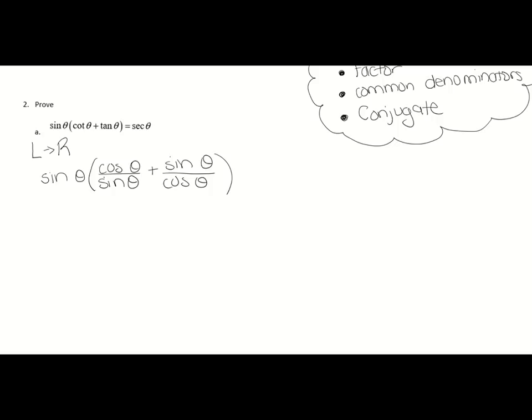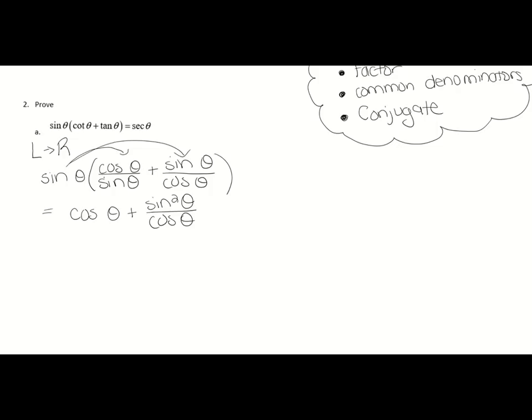Okay, so now here you actually have two routes that you could take. The first route would be to distribute sine into both terms. The second, you could do common denominators on the inside. And this is the beauty of identities, that not everybody's always going to go the same route, but if you're using correct algebra and using correct identities, it will give you back the same answer, which is supposed to be secant theta. So I'm actually going to distribute sine theta to both terms. In the first term, the sines will cancel and I'll be left with cosine theta. And in the second term, it's going to become sine squared theta over cosine theta.